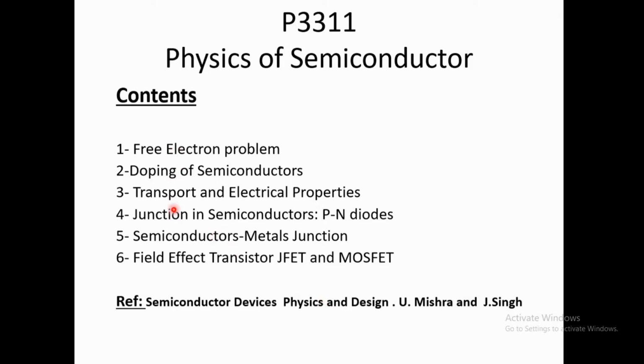So the first 5 chapters of the text are from 1 to 5. Then this point 6 is chapter 8 and 9 in your textbook, because in between there is the bipolar junction transistor, which we will not cover in this course.